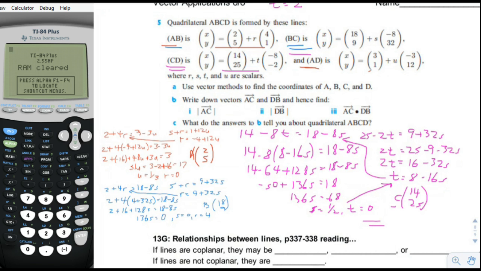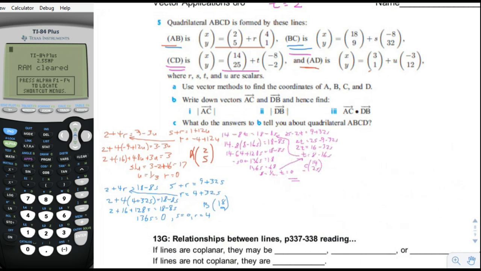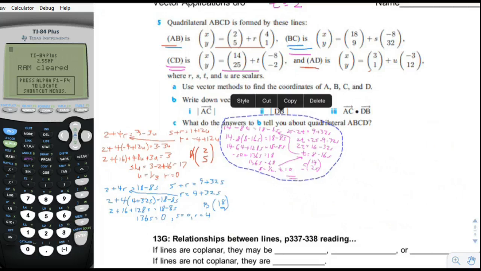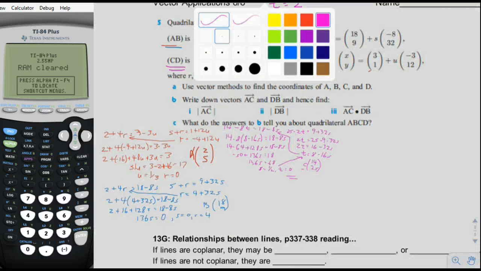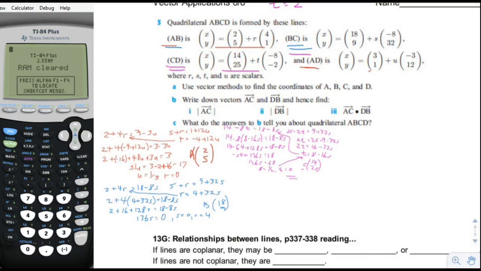Okay, so on to D. D, we're going to look at this one and this one. So for the x component, we put 14 minus 8t, and we set that equal to 18 minus 8s.